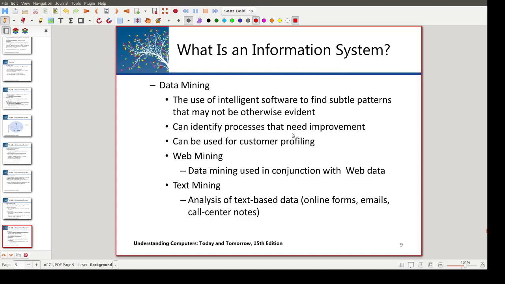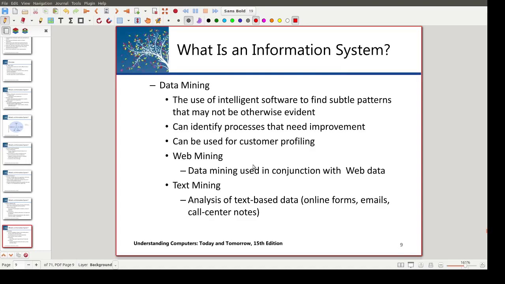It can identify processes that need improvement. It can be used for customer profiling. Who from my customers is willing to buy this certain product? For example, you see it every day while you are browsing on Amazon. If you are buying some product, it might recommend to you some other product. This is done using data mining. It is based on customer profiling. Every customer has his own profile, and the profiles of customers are, for example, similar or related to each other, and that's why data mining comes into place.